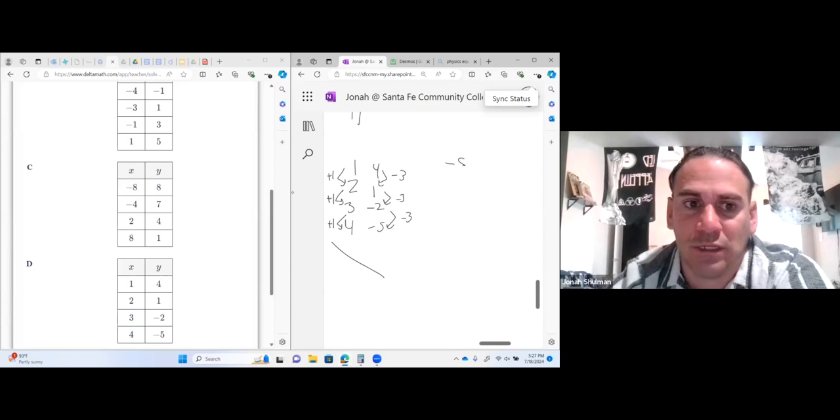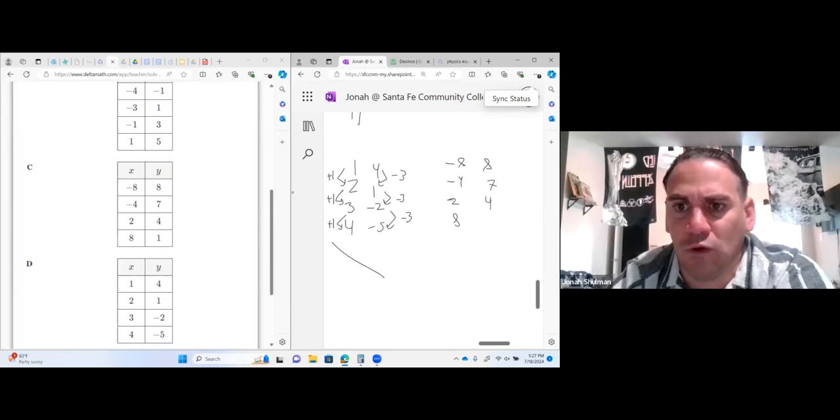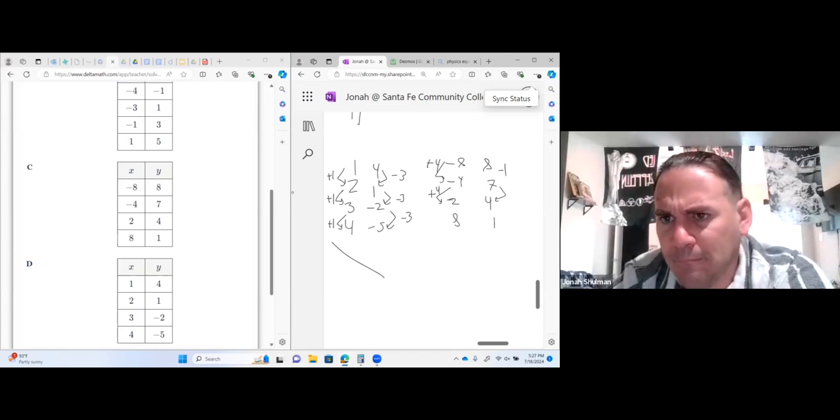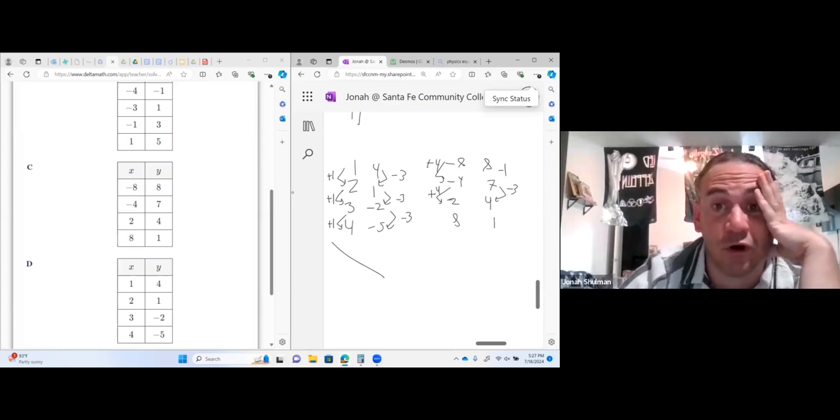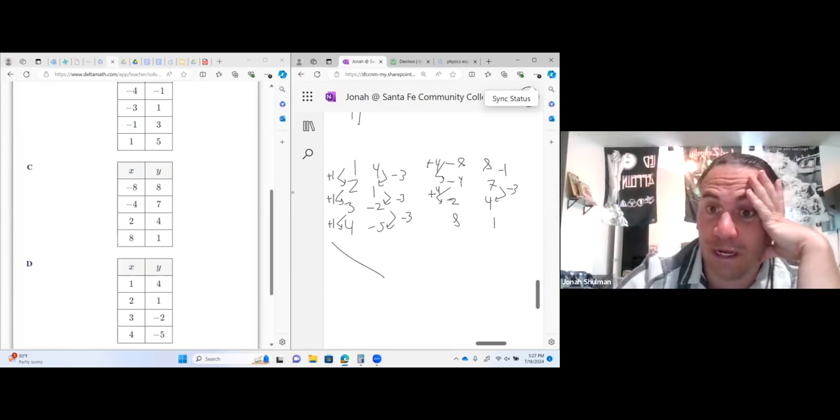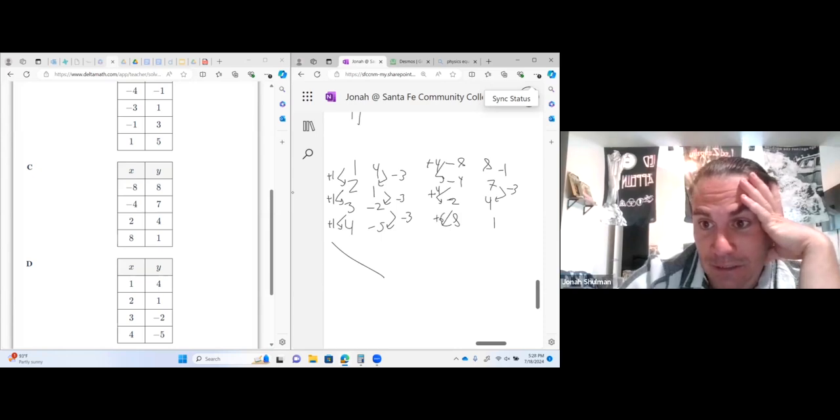It's beautiful. The next one, -8, -4, 2, 8. We have 8, 7, 4, 1. So this one is plus 4, minus 1. This one is plus 4, minus 3. See, this would have to go by the same rate. It doesn't have to be perfect, right? This could be 2 and 6, right? This one's plus 6, minus 3.